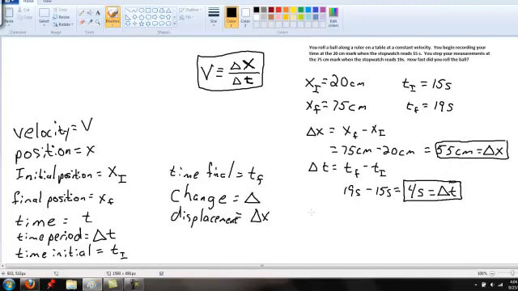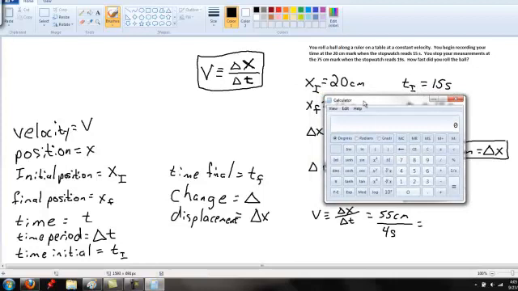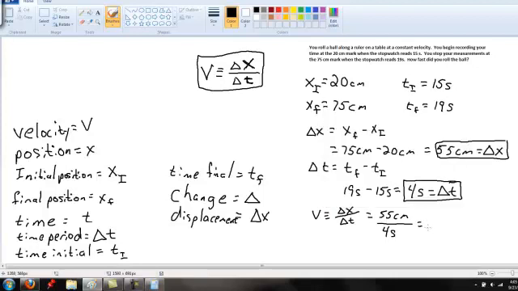Now we can take these values, our equation for velocity, we defined it as delta x over delta t. Delta x was 55 centimeters. Delta t was 4 seconds. So to solve this, we take 55 divided by 4. Calculator. 55 divided by 4 is 13.75. Now our answer is not just 13.75.